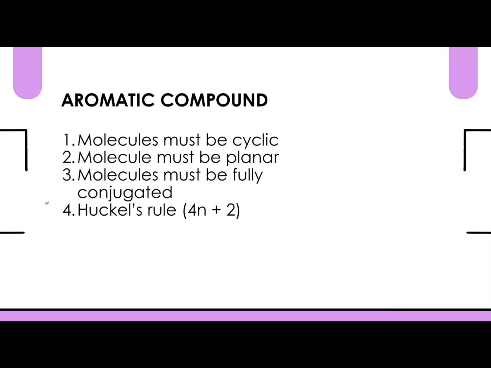Lastly is the Huckel's rule. This pertains to the number of electrons in the pi system. According to the Huckel's rule, the number of electrons in the pi system must follow the formula 4n plus 2, where n is a positive integer. Please note that n doesn't correspond to any specific number in the molecule itself, so there is no need to look for n within the structure. Only the electrons in the pi orbitals and p orbitals count.